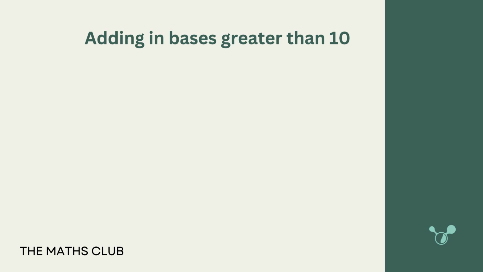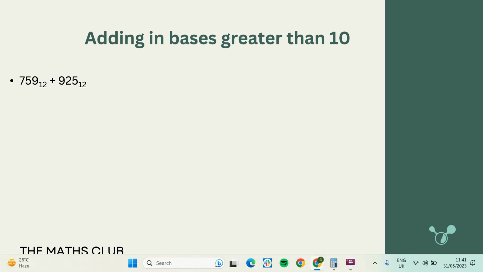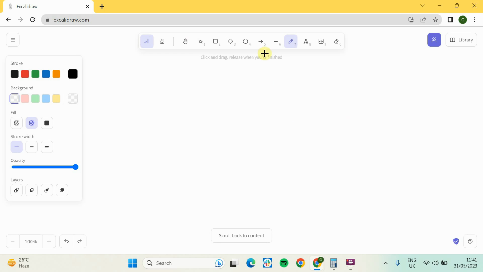So today we're going to be talking about adding in bases greater than 10, and as always, we're going to use examples to actually bring it home. Let's start with something very simple, something very basic. We have 759 in base 12 plus 925 in base 12. Let's solve that. So I'll switch over to the Excalidraw.